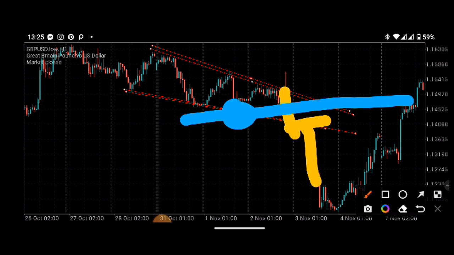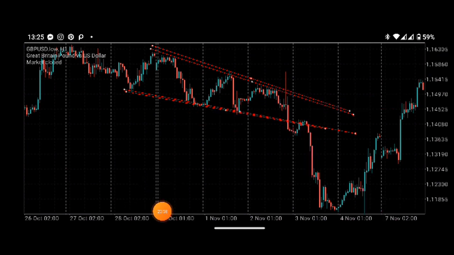I don't know why my lines today are so thick on this chart. I'm trying to make it slimmer and it's becoming very difficult.